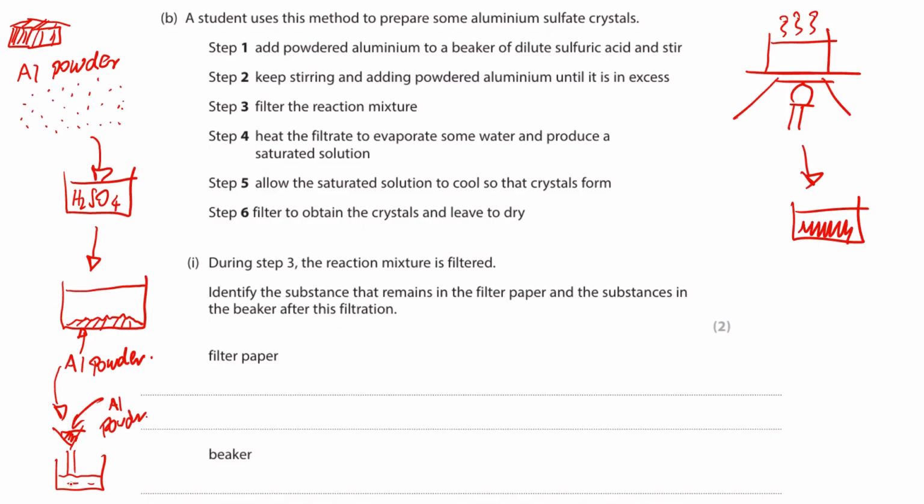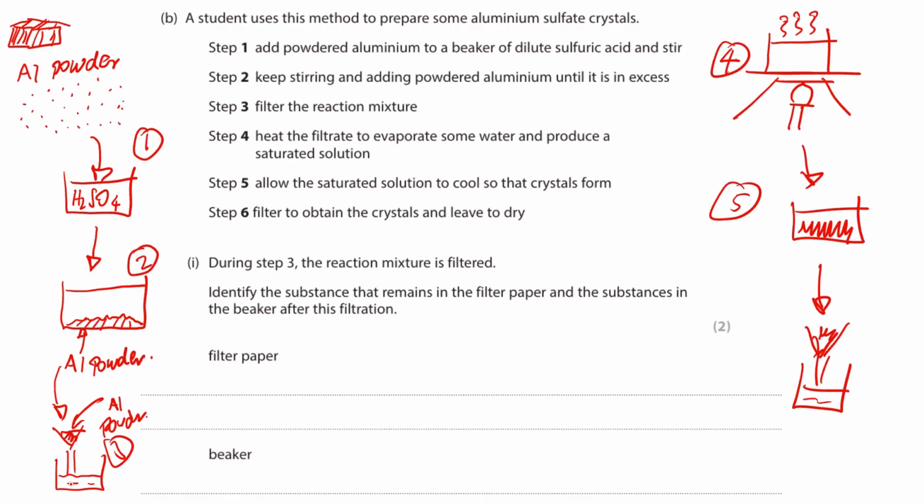This is for the steps. Step 1, step 2, step 3. This is step 4. This is step 5. Step 6 is again filter to get the aluminium sulfate crystals, right? So here you get the crystals. During step 3, the reaction mixture is filtered. Identify the substance that remains in the filter paper and the substance in the beaker after this filtration.